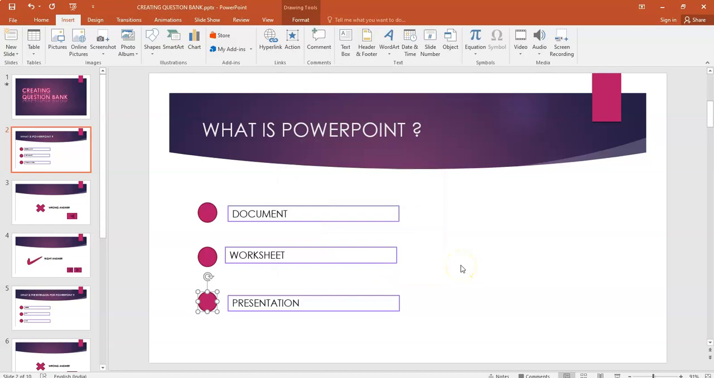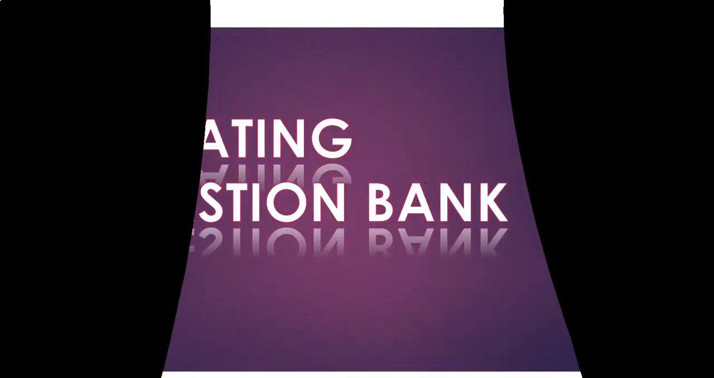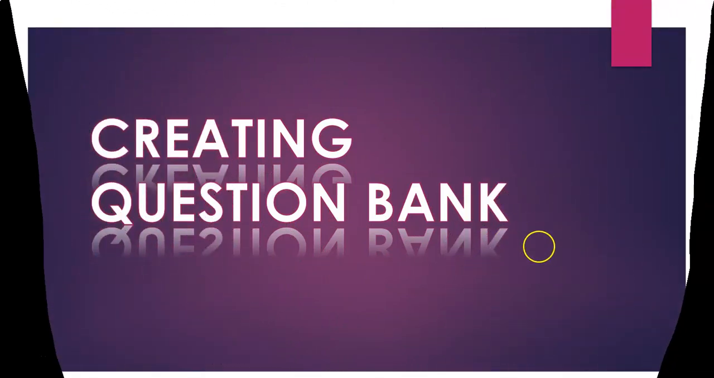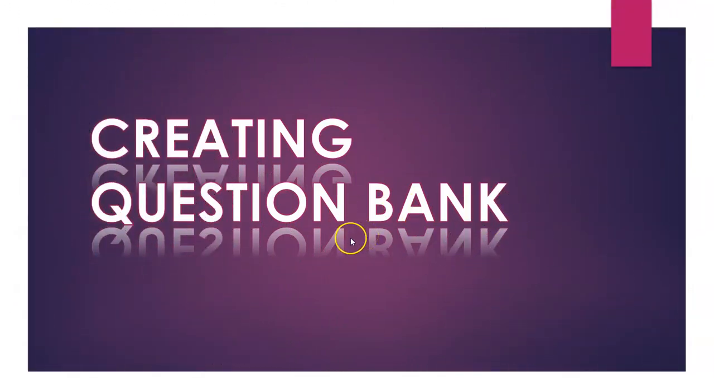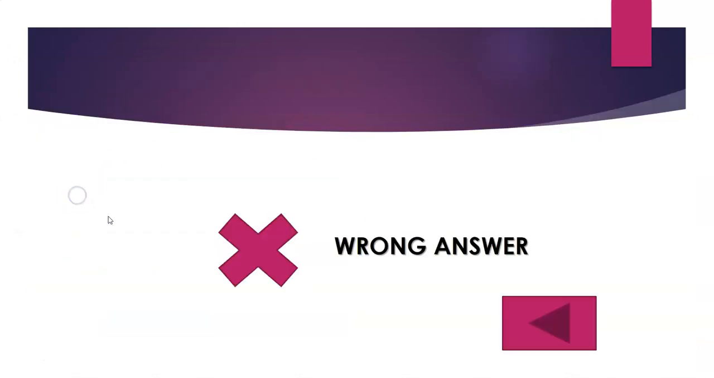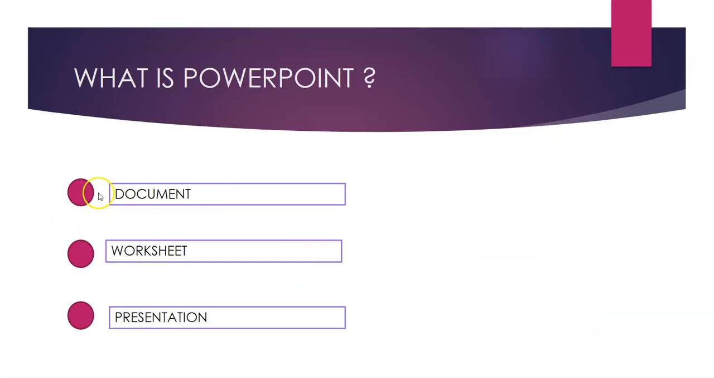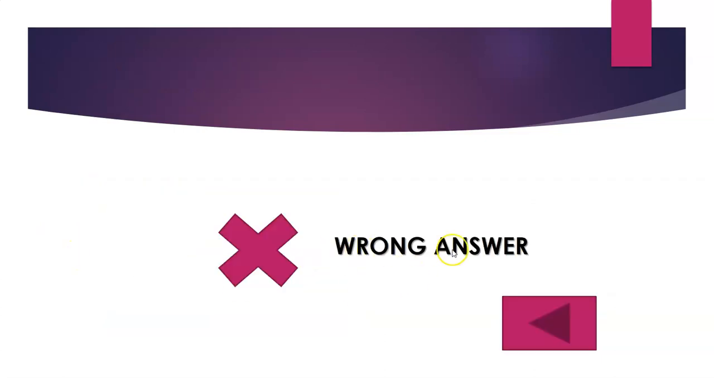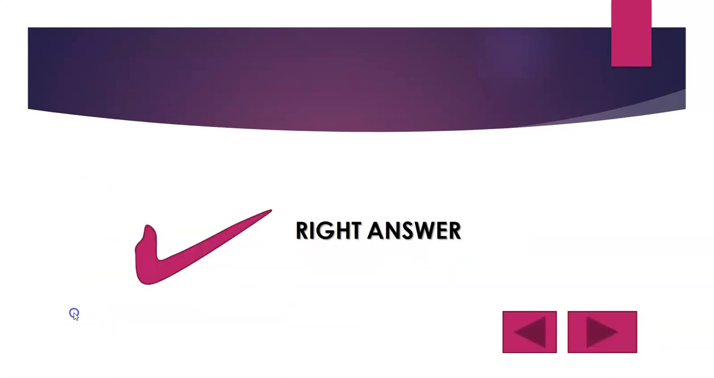Now you see when I play the show, F5 to play the show. When I am playing my show, supposing I click here, what happens is I get the wrong answer. Now here I have also set an action button to go to the previous slide. So when I click here, I come back here. Now this is also a wrong answer. When I click here, it goes to the wrong answer. So back again. When I click here, it goes to the right answer.